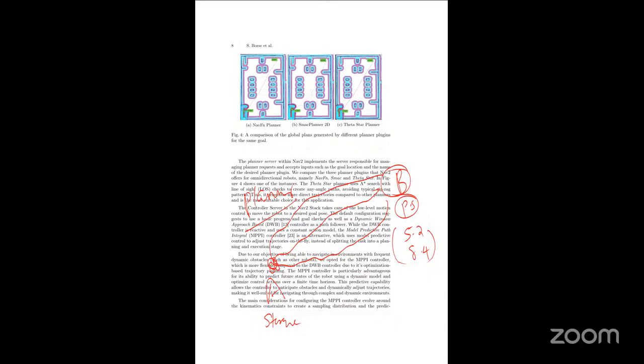Then another one is called SMAC Planner 2D. This is based on hybrid A star. It gives a smoother plan, faster planning, and good optimization. Then the Theta star planner. Mentioning this planner was the best planner.